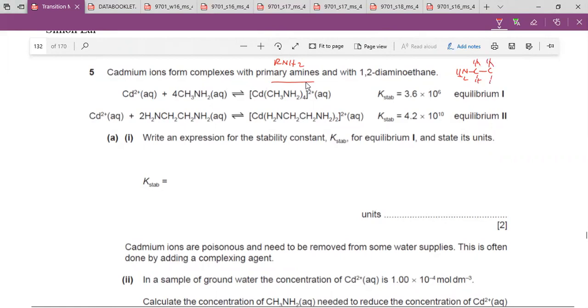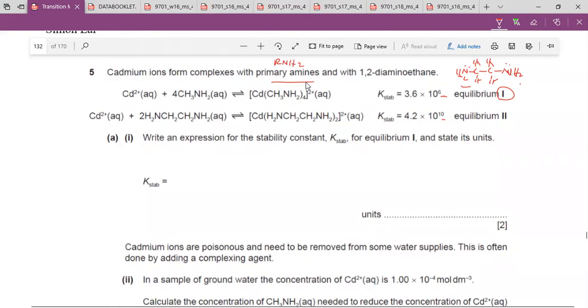NH2. Okay, these are not secondary. This is a diamine, so 2 here because 2 here. Okay, first equilibrium, they put down for you. See 6 here, 10 here. Of course, more dentate means stronger ligands, stronger replacement power, stronger exchange power. So this one is the first one.